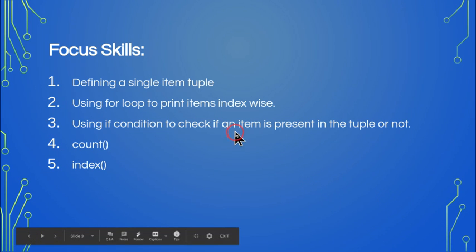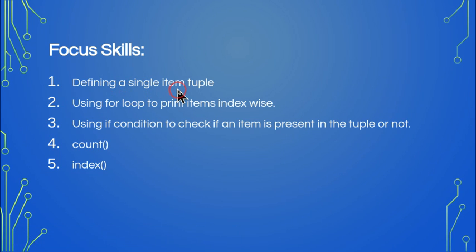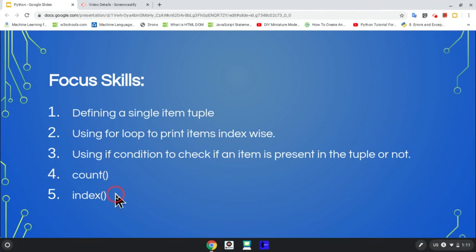What are the focus skills today? We have already done creating, so we are just going to discuss how to define a single item tuple. We'll also be using a for loop to print items index wise. We will also use an if condition to check if an item is present in the tuple or not. We'll use the count and index methods. We'll also use the del keyword to delete our tuple completely.